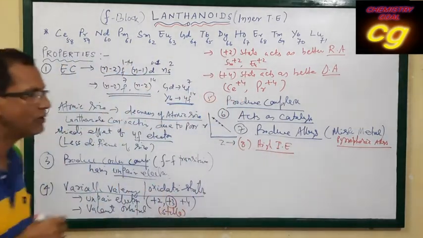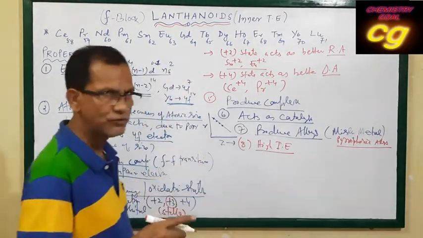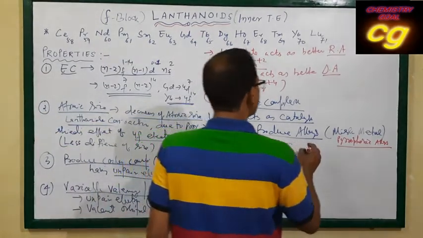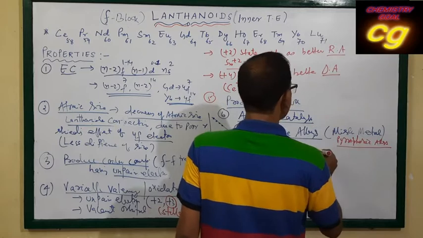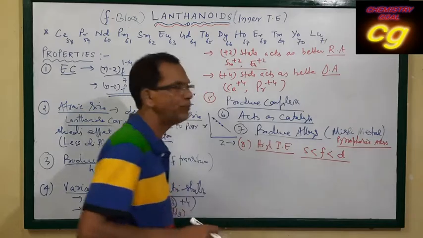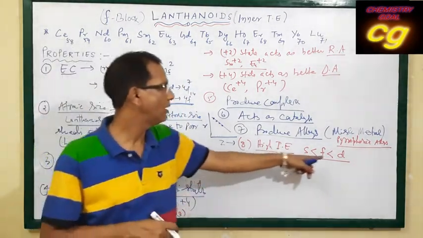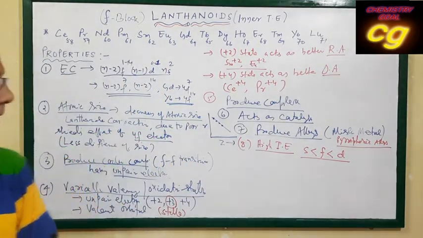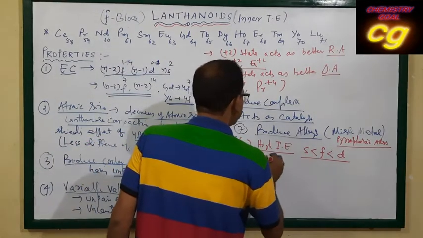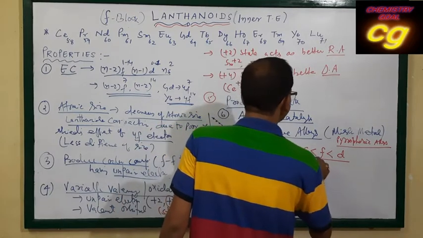This ionization energy, if you compare, is high compared to the S block. But in the comparison, your S block is less than your F block and less than your D block. Compared to your D block, the F block has low ionization energy. That's why it is more reactive than the D block.